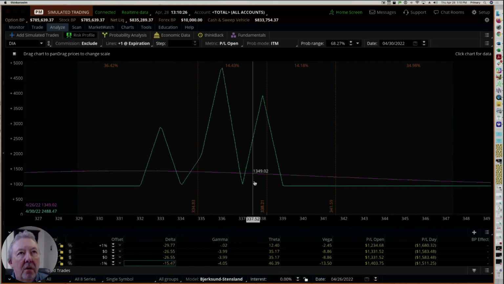So there's no adjustments. Once you put these positions on, there's zero adjustments. You don't have to do anything. The only thing that you want to do is, as you get closer to expiration, you kind of want to see how they're going to settle.